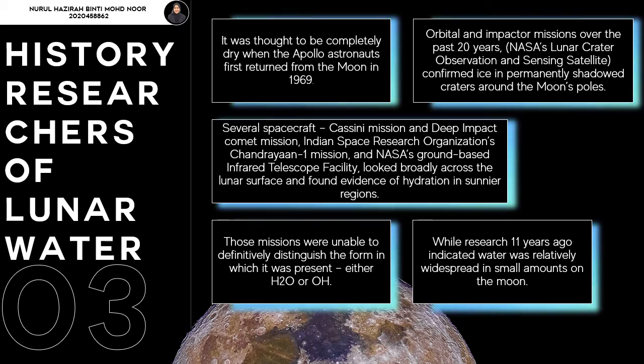Meanwhile, several spacecraft including the Cassini mission and Deep Impact Comet mission, as well as the Indian Space Research Organisation's Chandrayaan-1 mission and NASA's ground-based Infrared Telescope Facility looked broadly across the lunar surface and found evidence of hydration in sunnier regions. Yet, those missions were unable to definitively distinguish the form in which it was present, either H2O or OH. The scientists already knew that there's water on the moon.